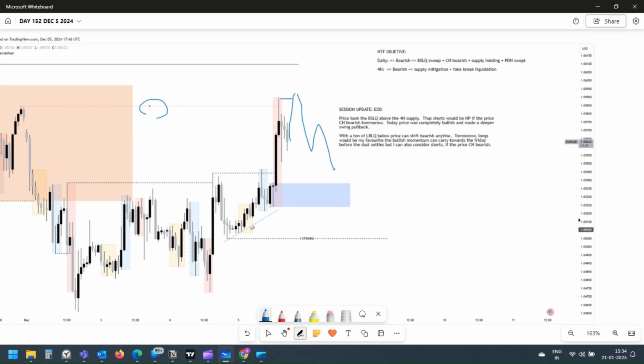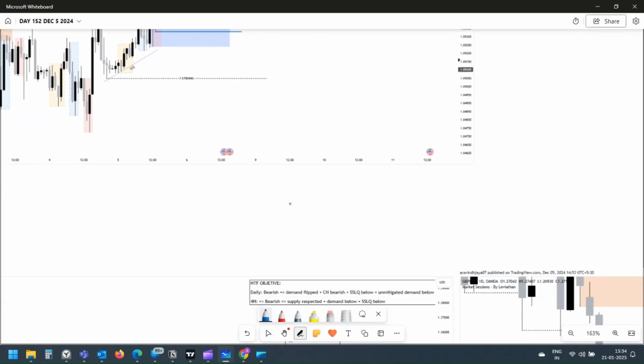If the price CHoCHs bearish, then I would be very happy to take the phase B shorts from here, and that would be high probability for me because price is still in the higher time frame supply, and also there is a lot of low resistance liquidity which I can target tomorrow. And also, since this is a news candle and there would be no orders left, price can slide through this one and take out the sell liquidity below here. So a lot of confluences for me to take shots if I get sufficient displacement.